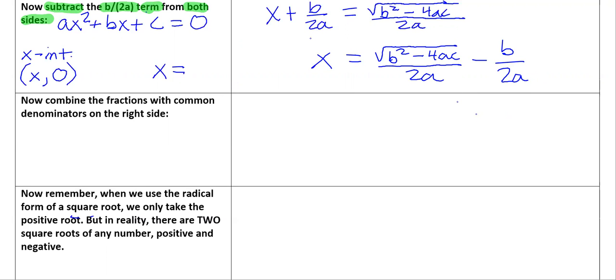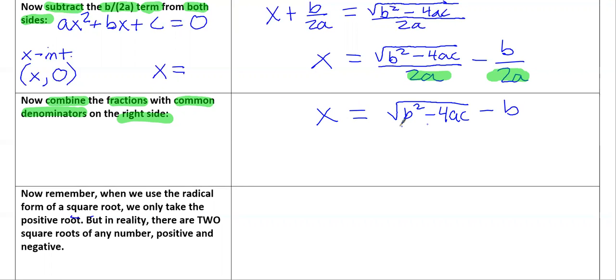Well, you all know how to subtract fractions that have the same denominator, right? We don't have to do anything fancy. We can combine the fractions with the common denominators on the right side. So now this is going to become x equals, and then instead of writing this as two different terms, we're going to write this as the square root of b squared minus 4ac minus b all over 2a.